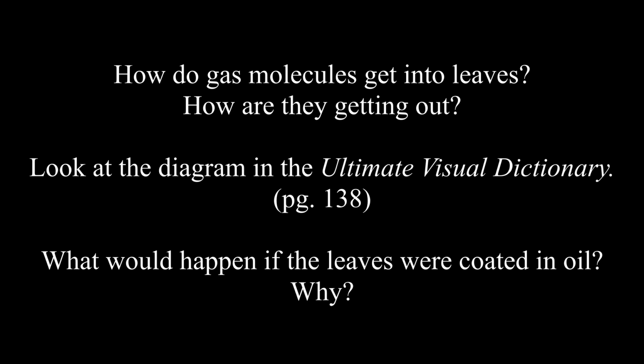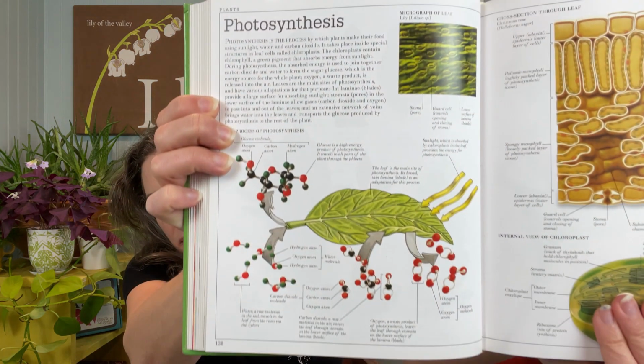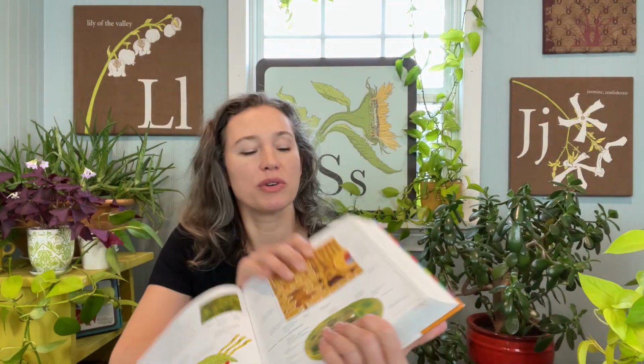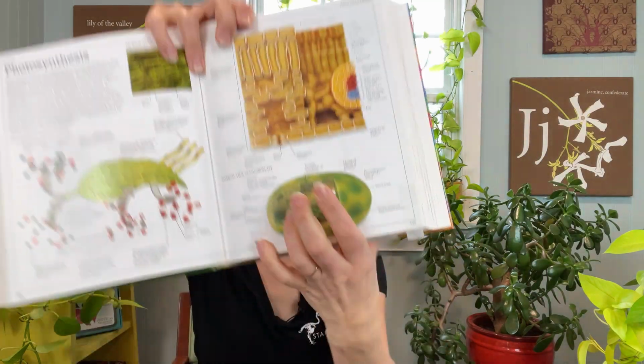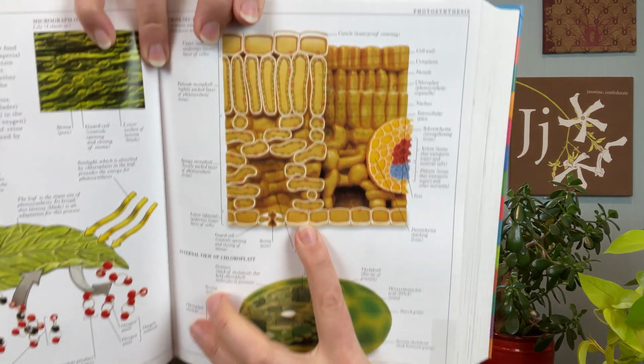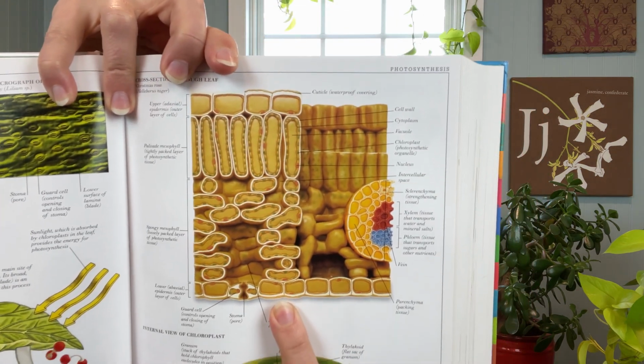So look at the diagram in Visual Dictionary. What would happen if the leaves were coated in oil? Classic science experiment, and why? You can also look at page 129 in Flora. So I'll show you both of those. So I'm going to show you this one again. And then I'm going to show you over here on this side. Sorry, it's hard for me to see what you're seeing.